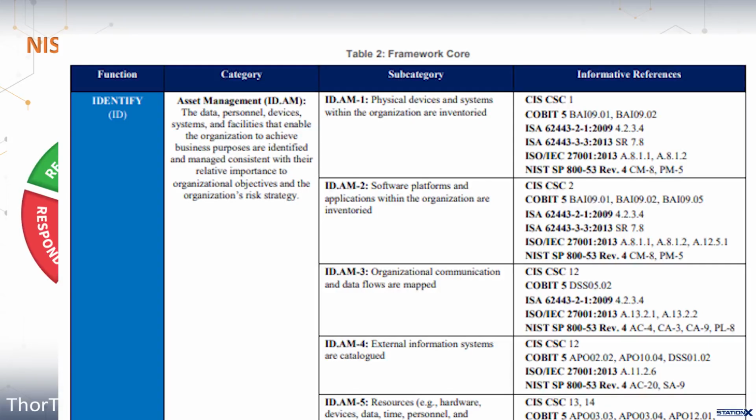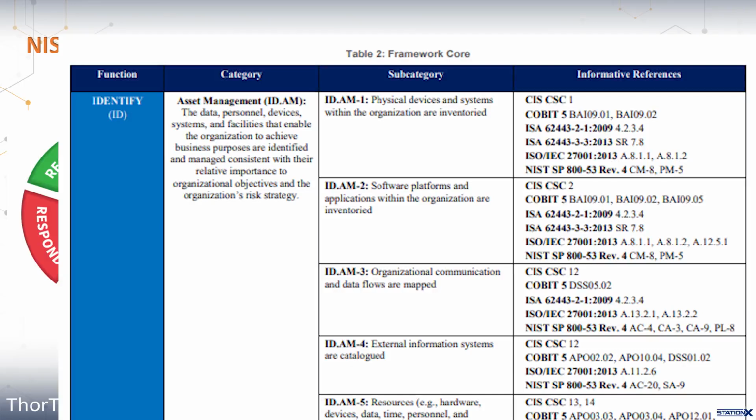If you look at ID.AM-1, that is our physical devices and systems that are within our organization. 2 is the software platforms and applications within our organization. 4 is our external systems. This could be cloud computing. If we have any software as a service or infrastructure as a service or whatever else we use in the cloud, this is it. And remember, there is no cloud. It is just someone else's computer somewhere else.